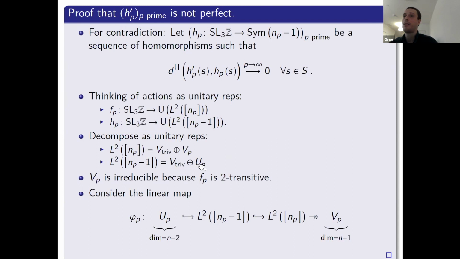The thing is that once I do this, then V_P must be irreducible. And this is the reason that I worked to ensure that the F_P that I created on the previous slide is two-transitive. This is a short exercise in representation theory: if you take a two-transitive action and you linearize it in this sense, that you think about it as permutation matrices, and then you decompose it, then what you get is the trivial representation that you always get when you linearize an action, plus an irreducible. And this L2 is a trivial representation plus something which maybe is irreducible, maybe not, I don't care. Okay. So remember that I'm trying to get to a contradiction.